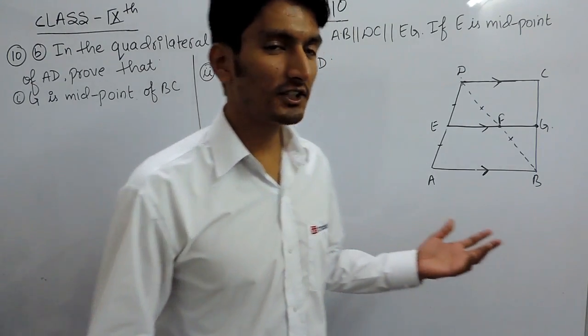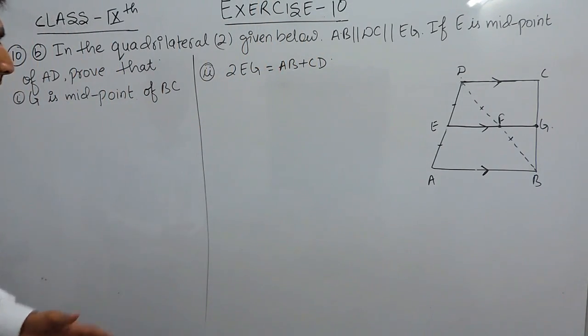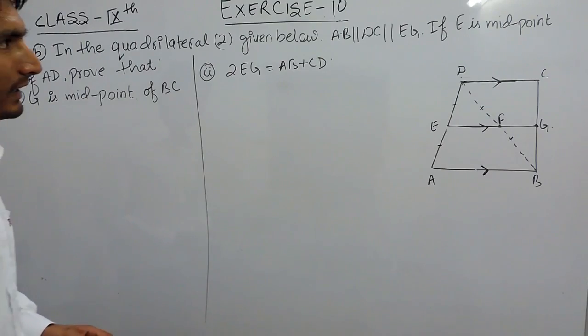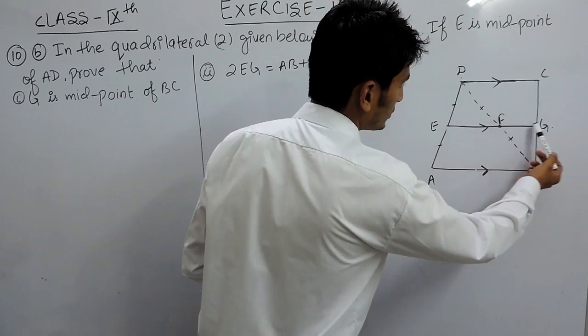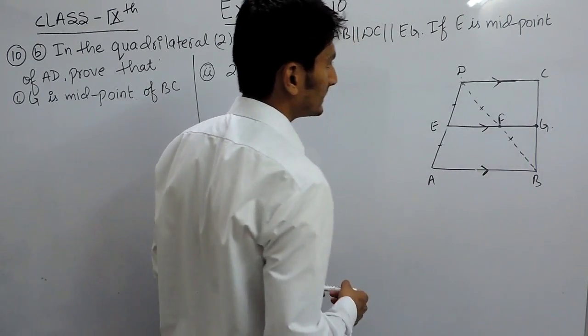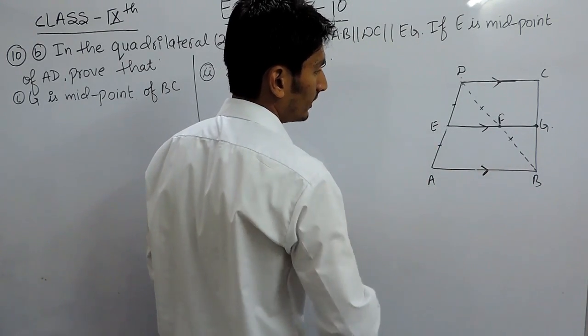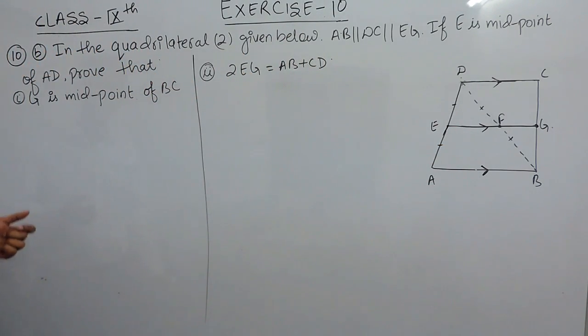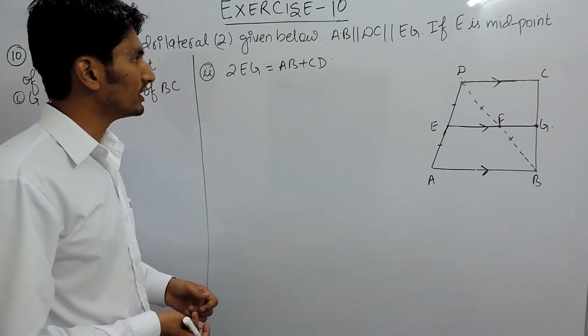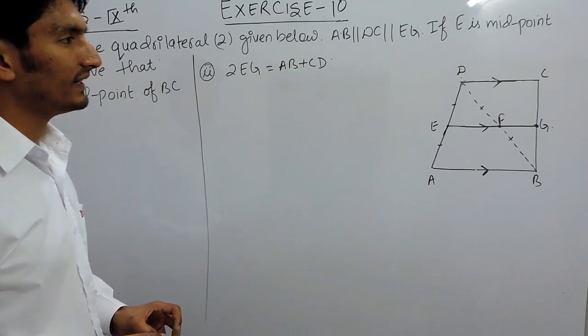Hello everyone, in this video we are going to solve part B of question number 10. In this, again, you are given a quadrilateral where AB is parallel to EG, and this is parallel to DC, and E is the midpoint of AD. Then you have to prove that G is also the midpoint of BC. And again you have to prove that twice of EG is equal to AB plus CD.